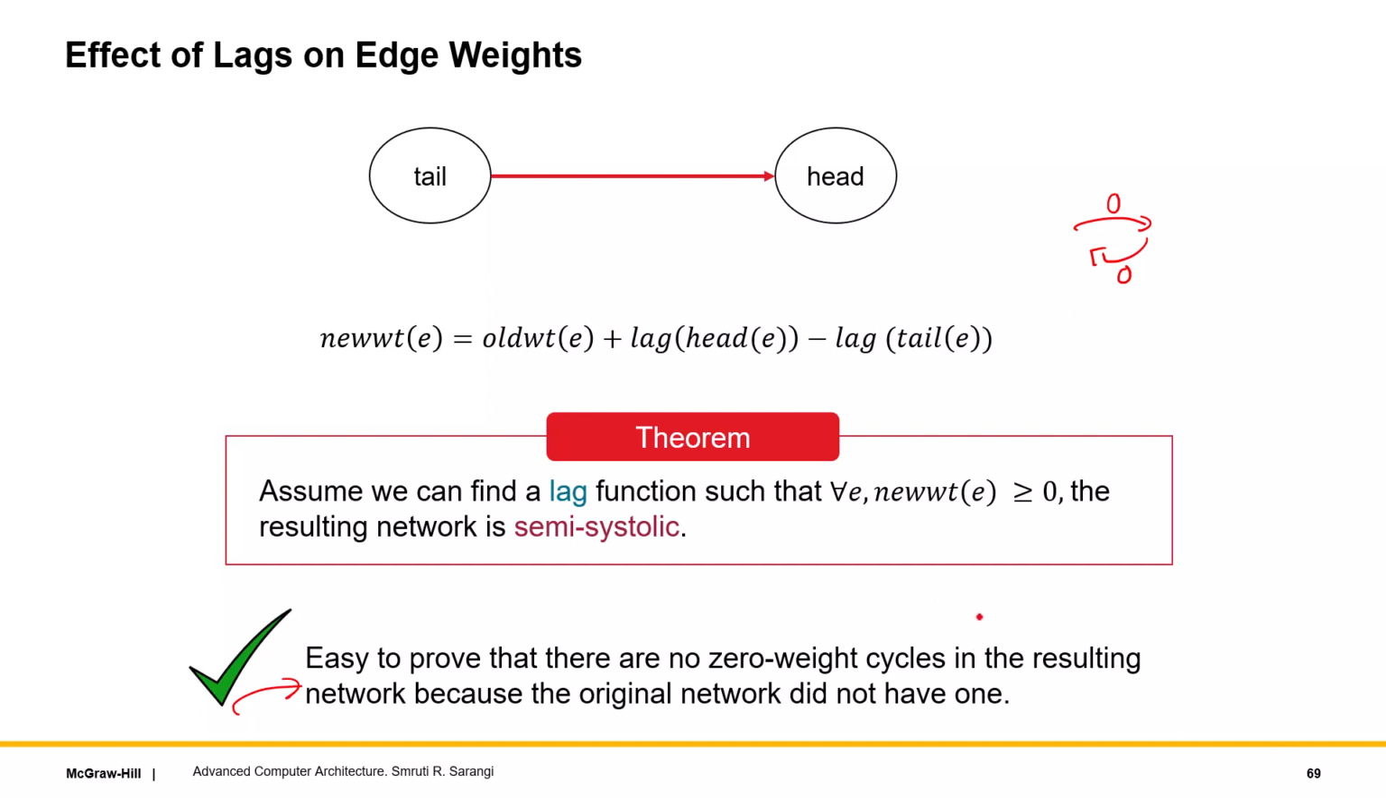Let me give a hint of the proof. The idea is that if you take any cycle and you just add them, then because of this equation over here, the lags will all cancel out, right? So if you just go over here, all the lags that you add will cancel out. So the sum of the new weights will be equal to the sum of the old weights, and as I said, this will cancel out in a cycle. So if the original network didn't have a zero weight cycle, then the new network, after adding lags, will not have a zero weight cycle. So we'll use this result.